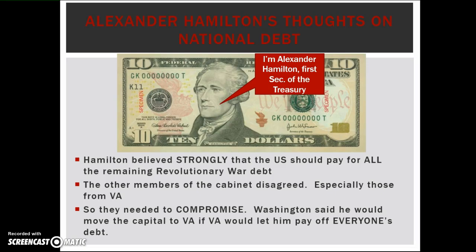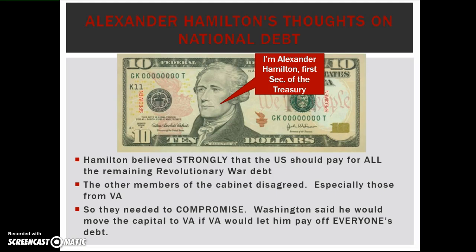Hamilton felt very strongly that the best way to start off our country on a good financial start was for our country to be the one that paid off the Revolutionary War debt, not the individual states. He wanted all the remaining debt to be paid off by the national government. This sounds all well and great, but this is more than 10 years after the Revolutionary War, and some states, especially the wealthy ones, had already paid off their portion of the war debt.